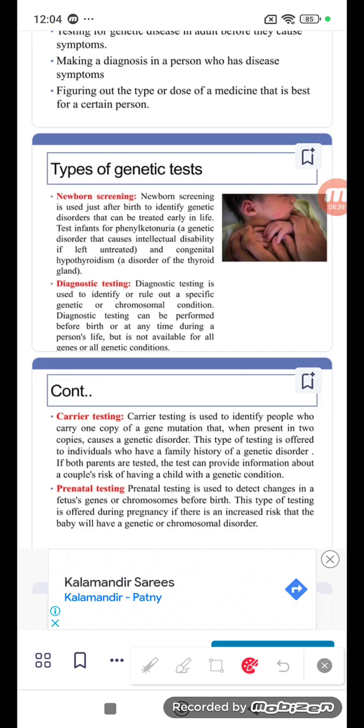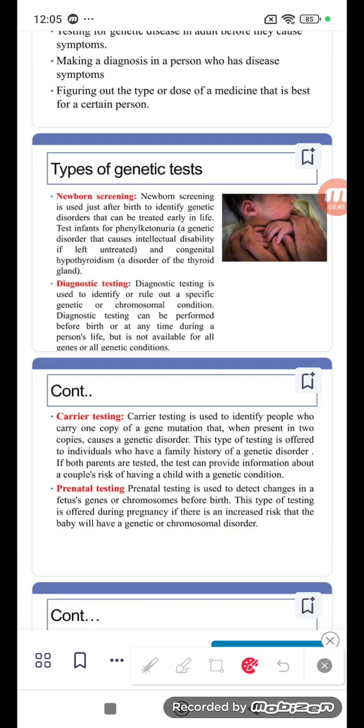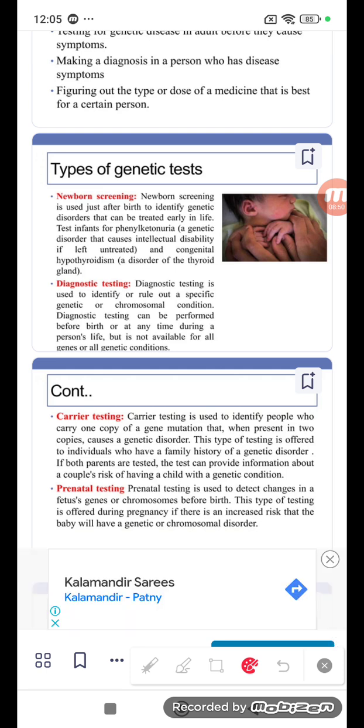and for forensic purposes also, in any criminal cases, genetic tests play a key role. Identification of unknown sample DNA molecules, RNA molecules, and protein molecules is estimated. So these are a few examples for you.